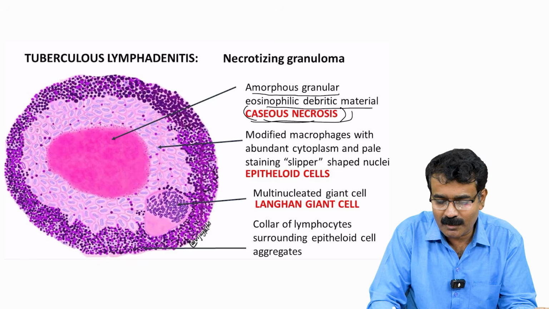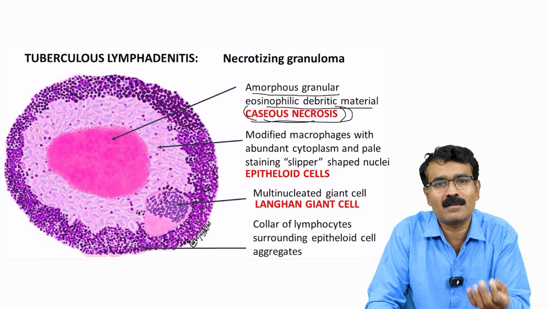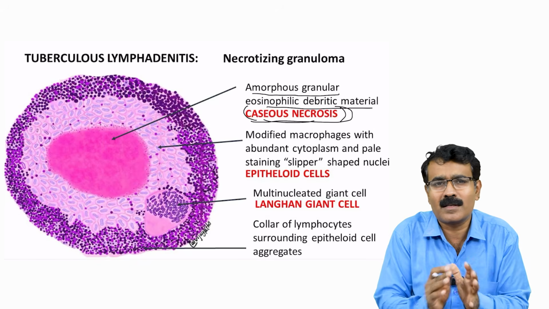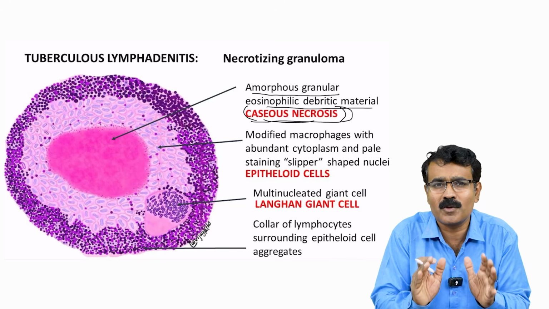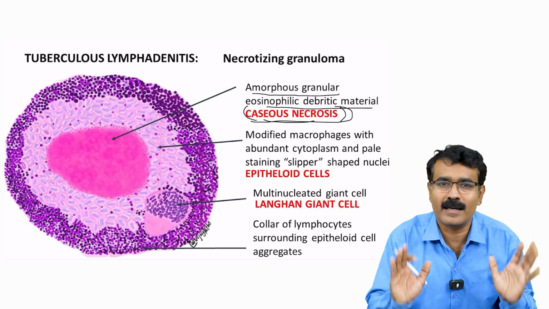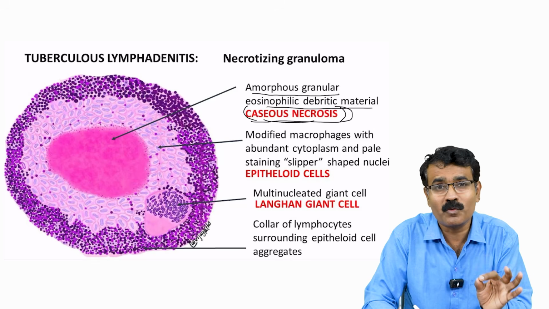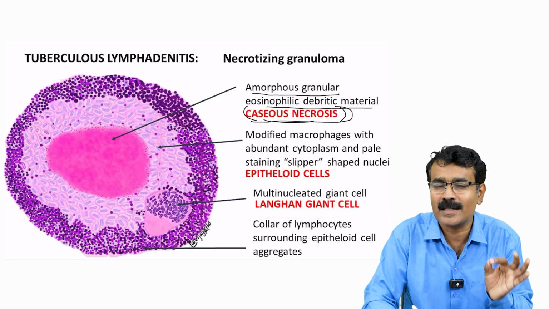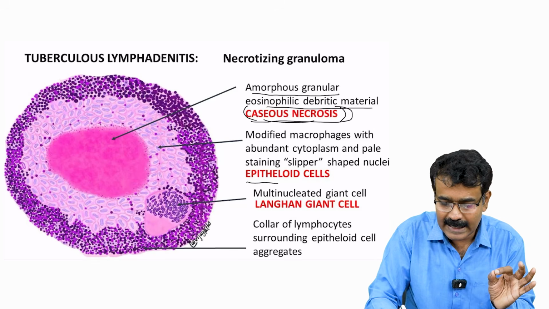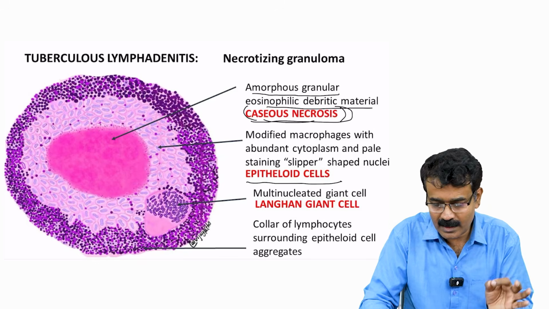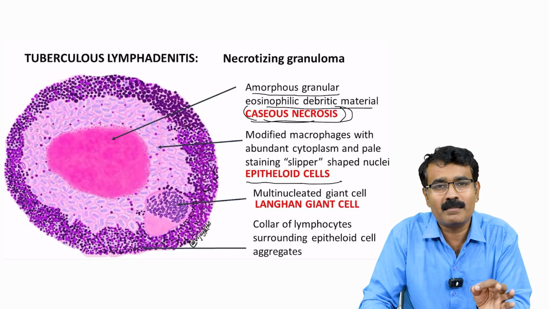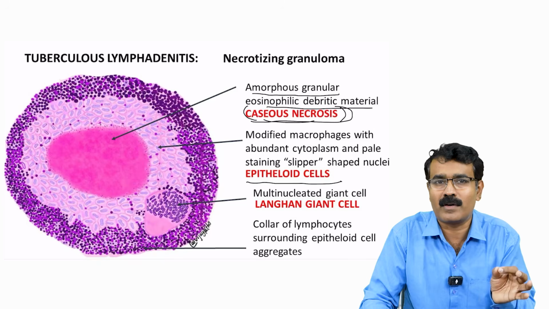So ideally we need to avoid the term caseous necrosis in microscopic description. All you have to say is amorphous eosinophilic granular necrotic debris. Simple. Around the caseous necrosis is where you find these classical cells, called epithelioid cells. Epithelioid cells are basically modified macrophages.